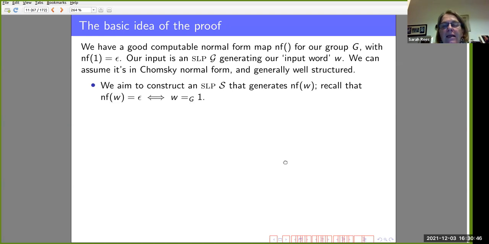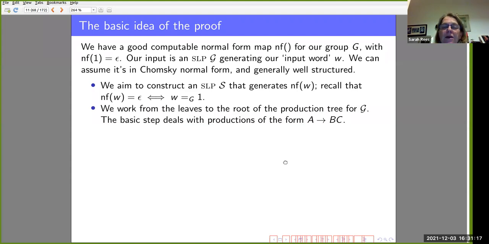The idea is to construct a new straight line program that generates the normal form of W. Remember, the identity element in normal form is represented by the empty word, and we can recognize the empty word. We know when we've got the empty word. So the normal form of W will be the empty word if and only if W itself is the identity element. And so that's what we have to do.